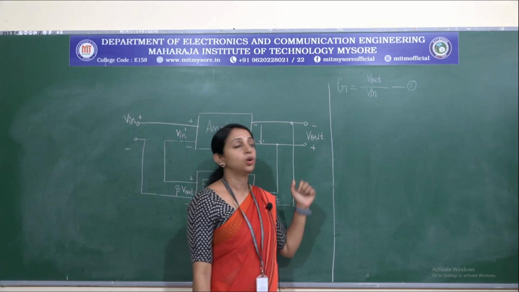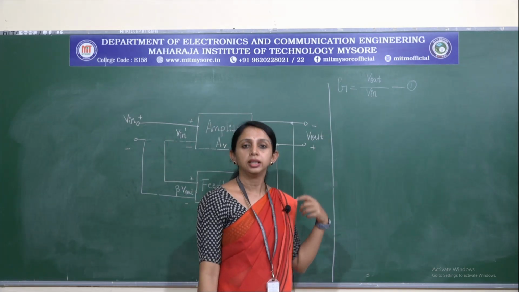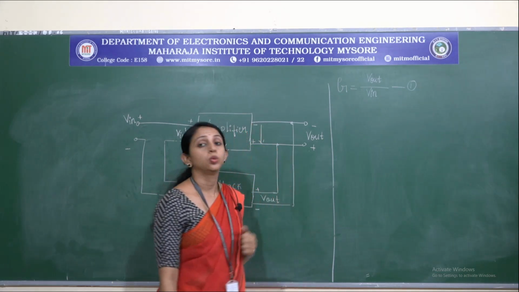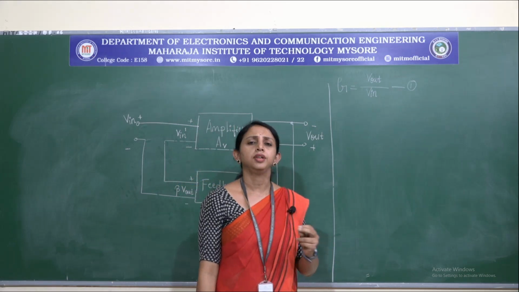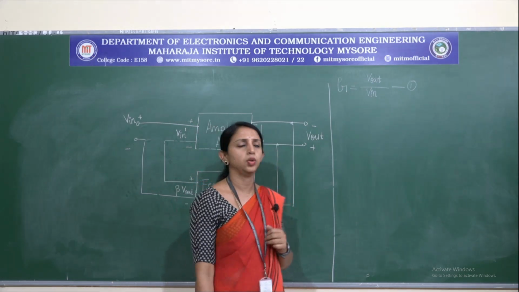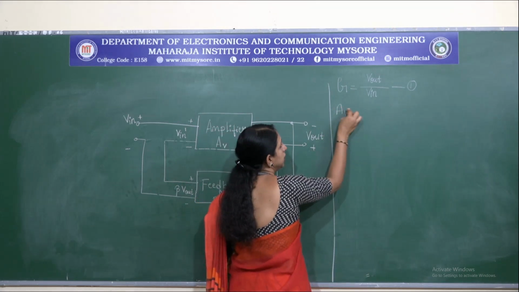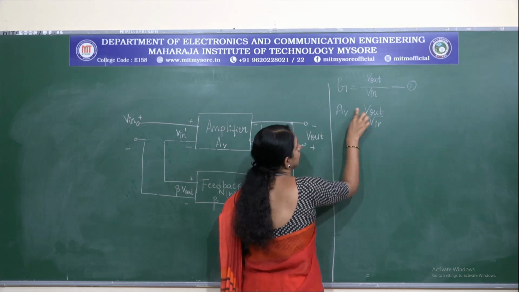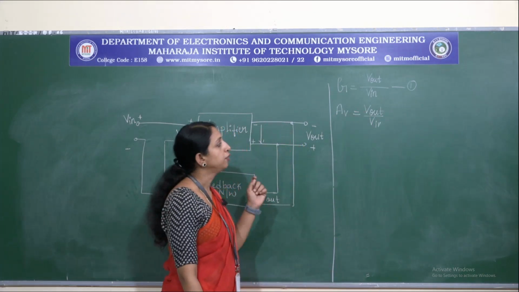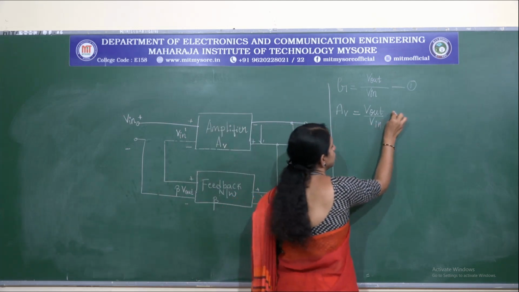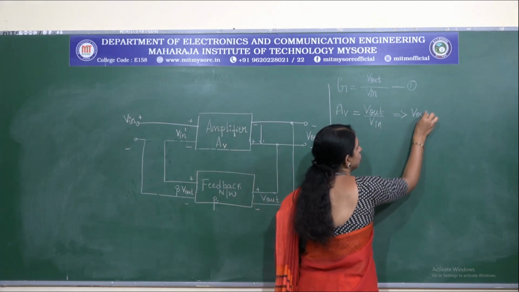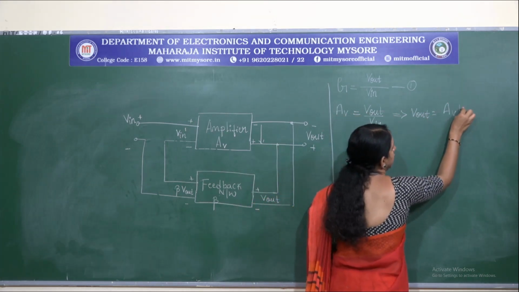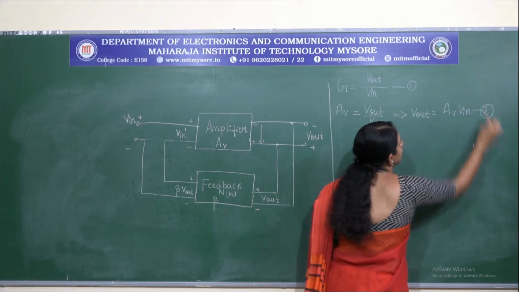In equation number 1, for Vout and Vin we need to make substitutions. For Vout, what substitution are we going to get? We have a normal gain given by AV, which is also a ratio of Vout by Vin. From this equation, try to write an expression for Vout. Vout is AV into Vin. I'll call it equation number 2.